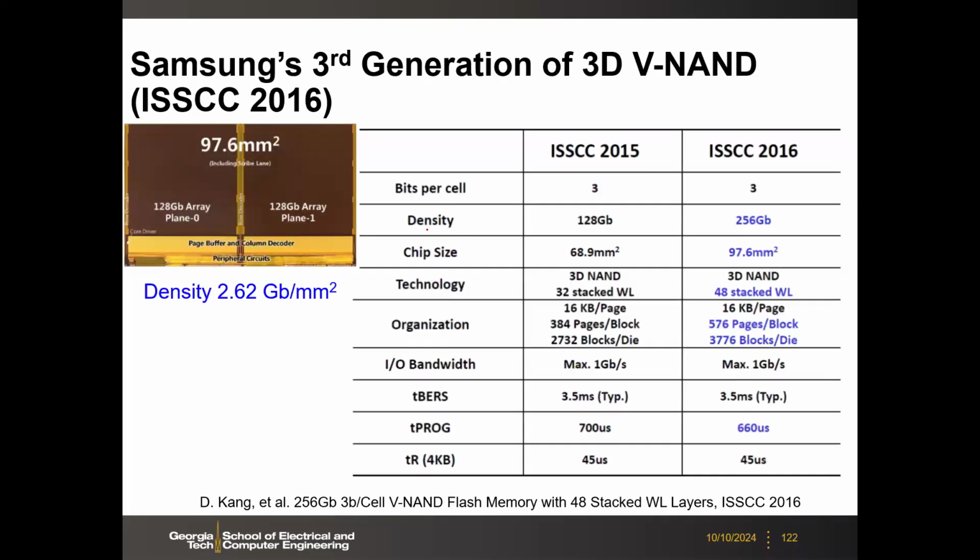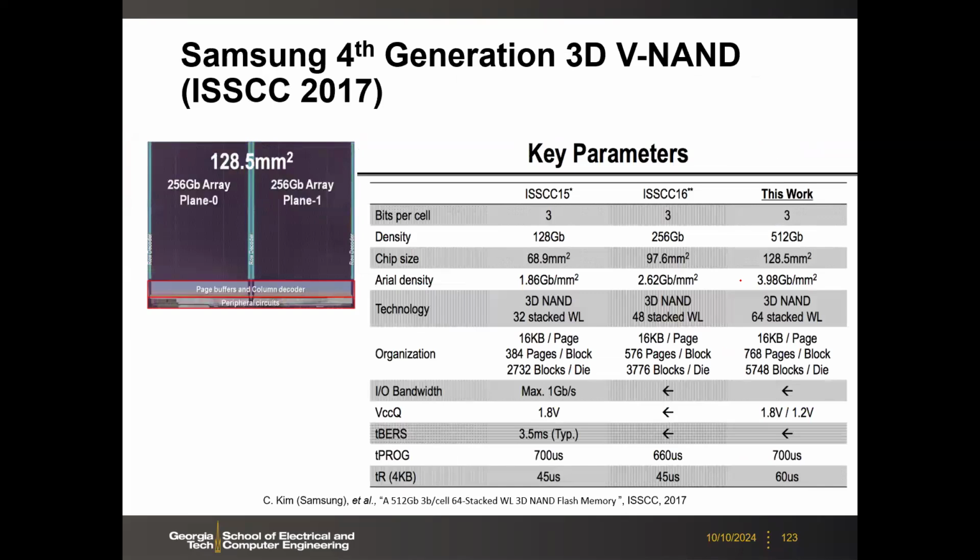And then third generation, density is like 2.6 gigabit per millimeter square. And then this jump to how many layers? Let me see. Where is that? 48 layers. Okay. And then fourth generation, right? So the density close to 4 gigabit per millimeter square. And then this becomes 64 layers. Okay.